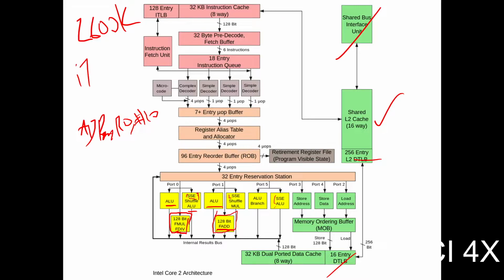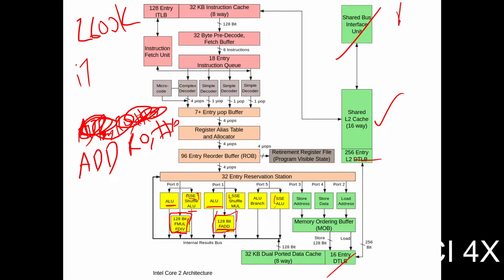Let's follow the life cycle of an instruction. Let's see if I can do my handwriting better here. Add R0, 10. Okay, so it's going to start off in RAM. Your program begins way off here in RAM land, right? And it's going to flow through the L2 cache into the L1 cache here.